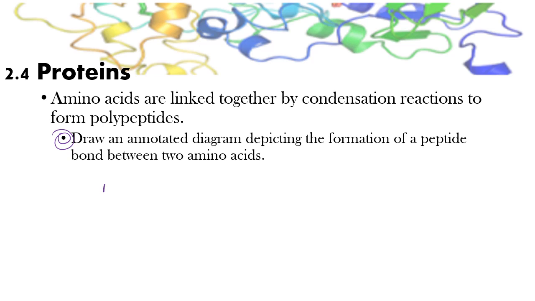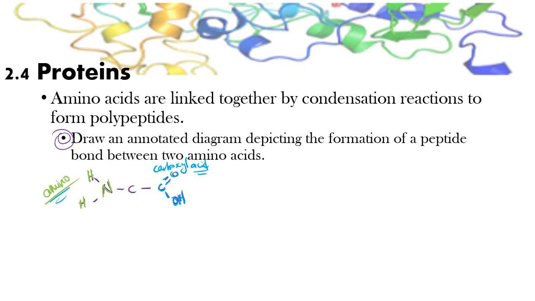Amino acids have an amino group. They have a central carbon, and they have a carboxyl group. So this is our amino group, N and 2 H's. We have our carboxyl group, COOH. This is the carboxyl side of the amino acid. This makes it a carboxylic acid, which is why it's an acid. That's the amino part of the amino acid.